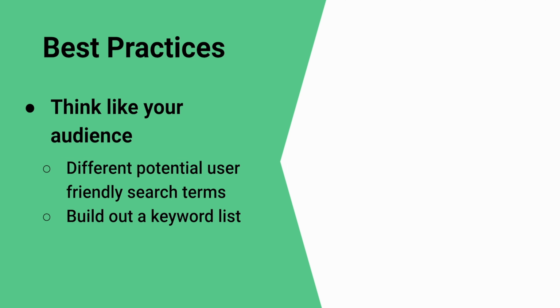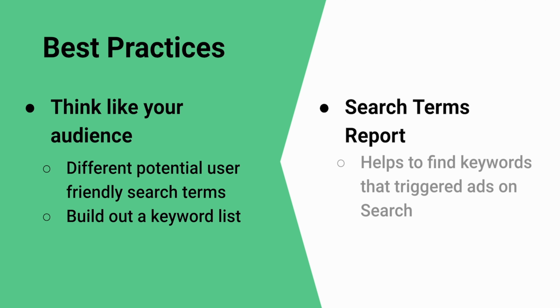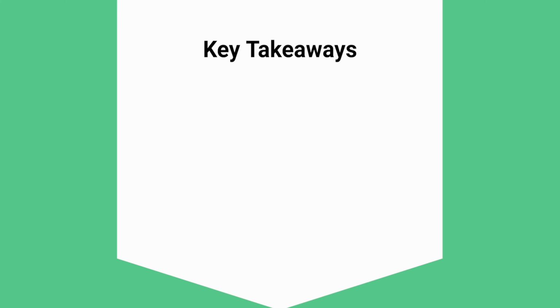And finally, once your campaign is running for a while, the search terms report helps you find the right keywords that trigger your ads on the search. From that, you can then get new keyword ideas that you can then implement and try for your Google Ads campaign. Here are some of the key takeaways from this section.